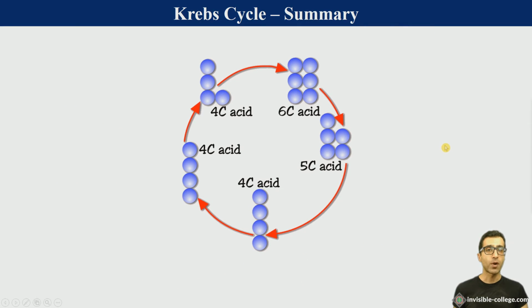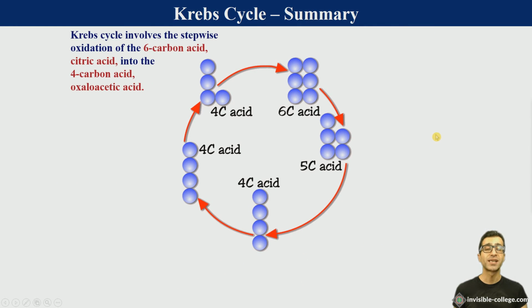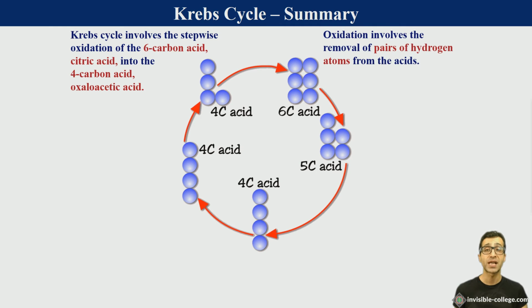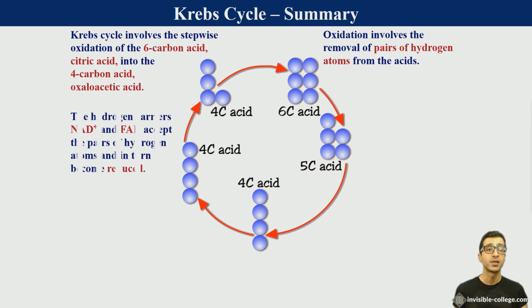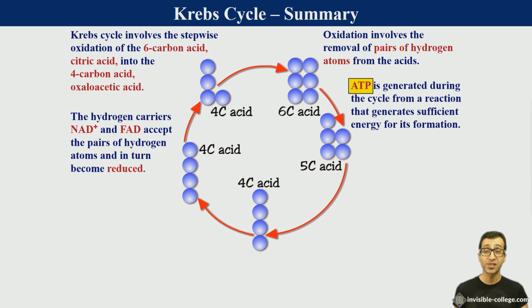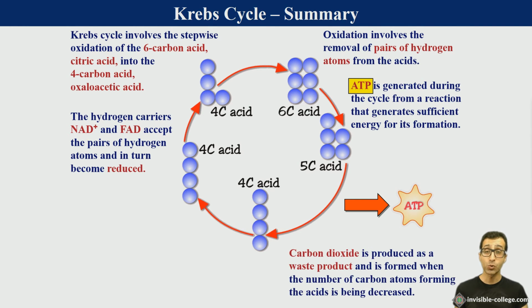So let's summarize Krebs cycle then. So this involves the stepwise oxidation of 6-carbon citric acid into ultimately the 4-carbon oxaloacetic acid, and this involves the removal of pairs of hydrogen atoms from each of these acids that are being oxidized. Ultimately, it's the hydrogen carriers NAD+ and FAD which accept pairs of hydrogen atoms, and in turn they are reduced as a result. Now ATP is generated during the cycle directly by substrate level phosphorylation. Carbon dioxide is also produced as a waste product, which is formed when we decrease the number of carbon atoms in each of these steps.